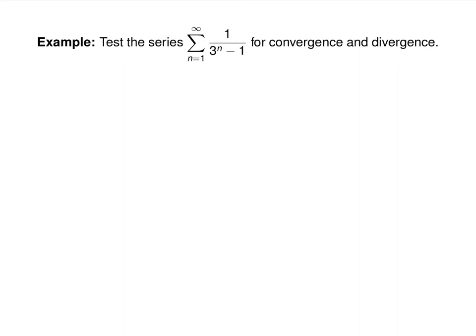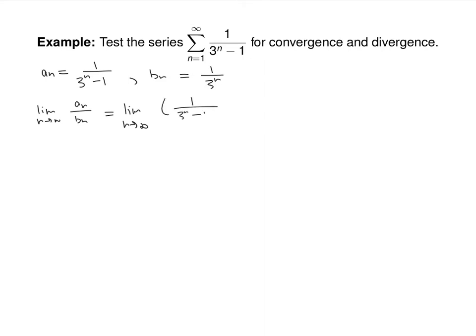So if you're going to use this particular test, you need to tell me what an and bn are. So let's let an be the terms of your series. And let's let bn be the terms of a series you know something about, 1 over 3 to the n. Then find the limit as n goes to infinity of an over bn. I'm going to write this down the long way once and then skip this step. 1 over 3 to the n minus 1 over 1 over 3 to the n. Notice that that denominator is going to reciprocate. That will happen every single time.